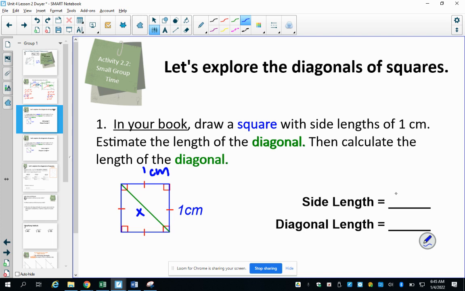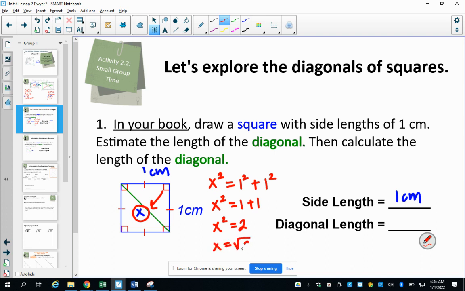All right, so we know that each side length of the square is 1 centimeter. That was given to us. So when we go to find the length of the diagonal, we'll be doing Pythagorean theorem. So the hypotenuse is that diagonal. So in this case, we don't know it. So x squared equals a squared, 1 squared, plus b squared, which is 1 squared as well. So each of those legs are 1. So we'd get x squared equals 1 plus 1. So x squared equals 2, square root both sides, and we'd get that x equals the square root of 2.